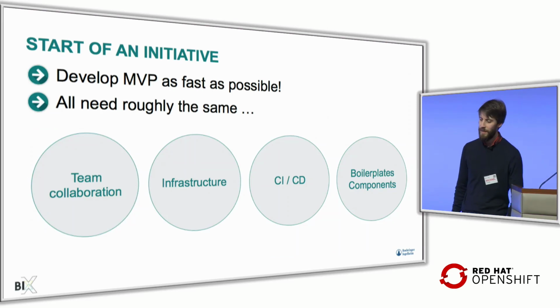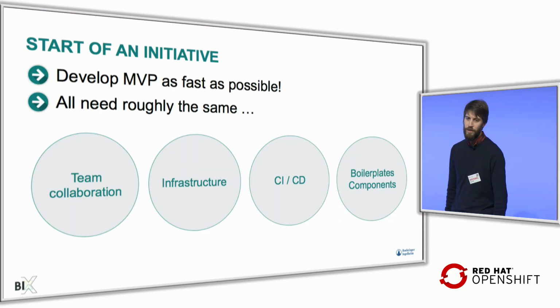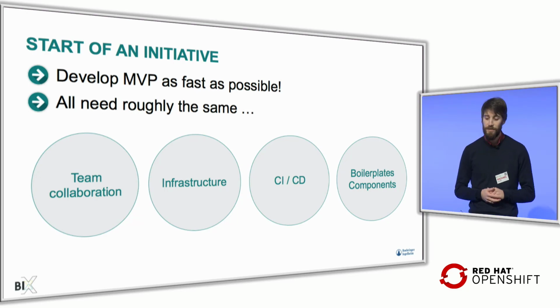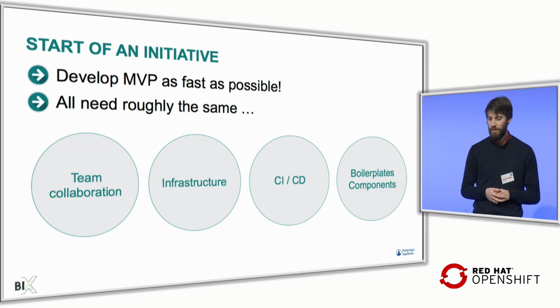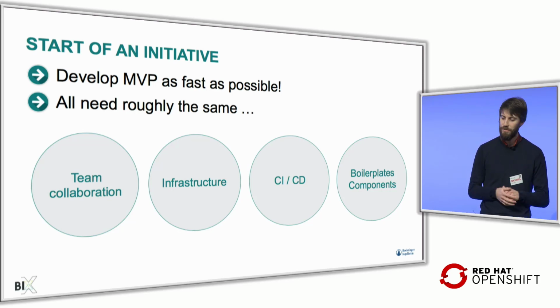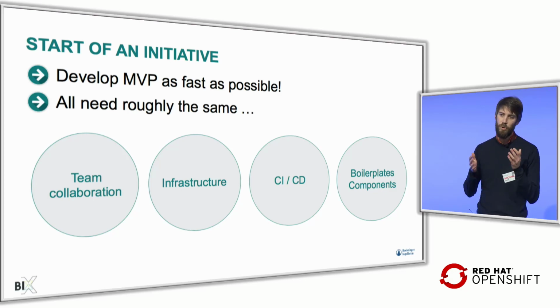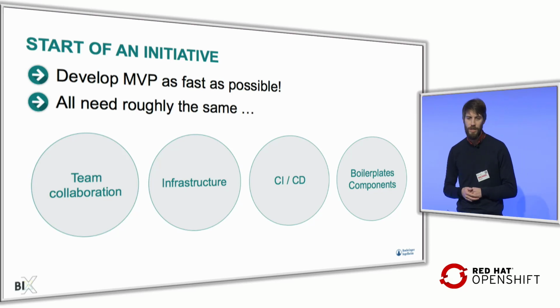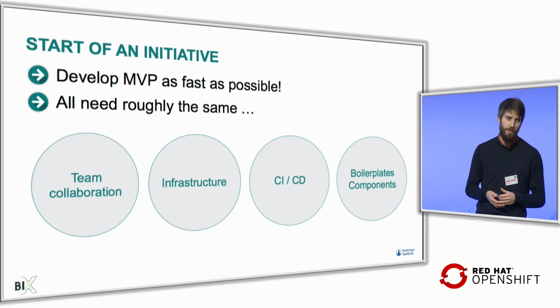So when an initiative starts, the goal is obviously to develop the MVP as fast as possible. However, there are many boring tasks that are in the way. So every initiative will have the same requirements, roughly, that have nothing to do with what the product is actually about, right? The product might be very exciting, AI technology, whatever. But for the team that works on this, you still need the same setup. So you need something for team collaboration. We use, for example, Jira, Confluence. You need to set those up for the team.